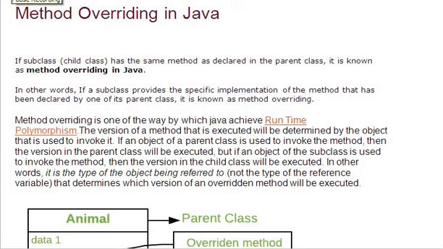So, method overriding in Java. In the last session, as I told you, we have two types of polymorphism: static polymorphism and runtime polymorphism. Now we use two terms, static binding and dynamic binding. When the type of object is determined at compile time, it is static binding. When the type of object is determined at runtime, it is dynamic binding.